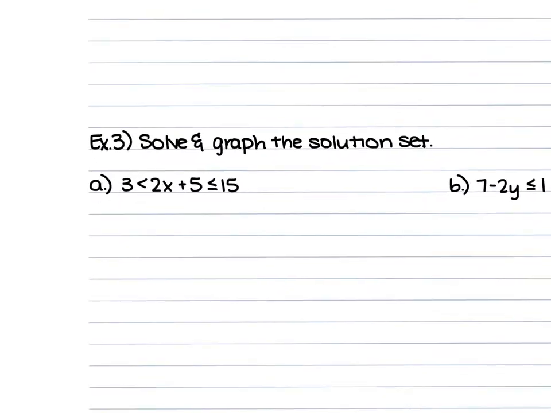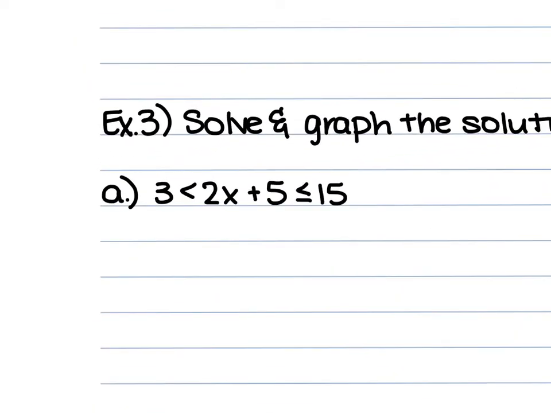Some of these are going to be already set up together to where we have an and or statement and we're solving them. When we're doing that, we're doing the same exact thing that we have done with just separate inequalities. However, now we're going to be doing it to both sides of each of those inequality signs, especially with an and statement. So with this example 3a, we have 3 is less than 2x plus 5, which is less than or equal to 15.